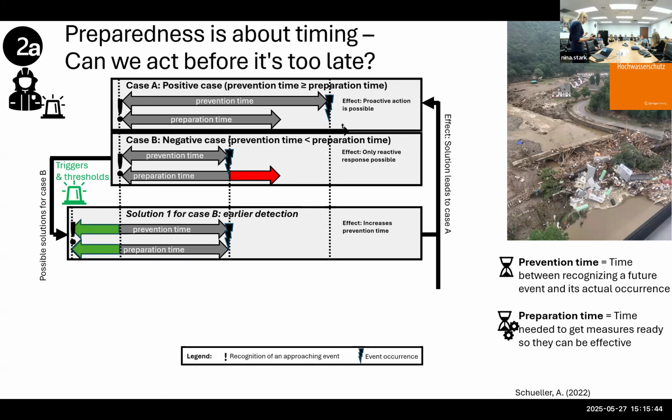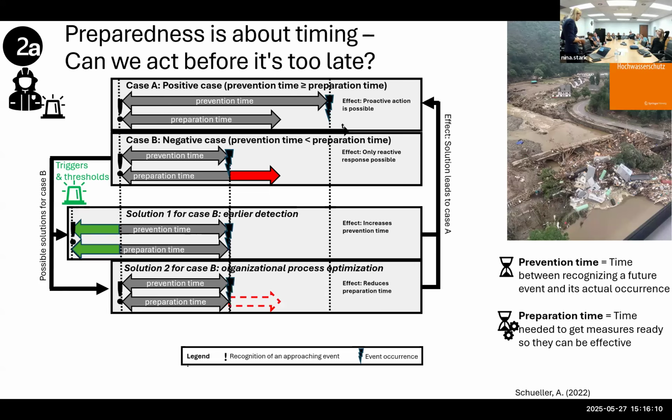So what can we do? We can do different things, like for instance, earlier detection. And I think that's an important part where we as researchers really can work on, like including triggers and thresholds and bringing them to people in operational management or disaster management. And with recognizing disasters earlier, you extend the prevention time and of course the preparation time, so people have more time to think about things.